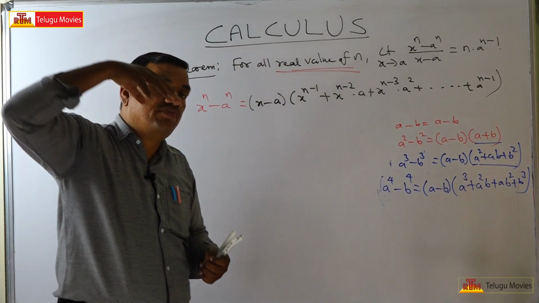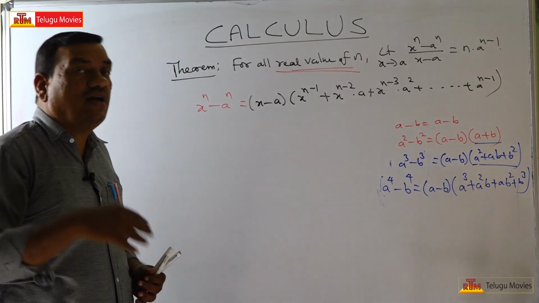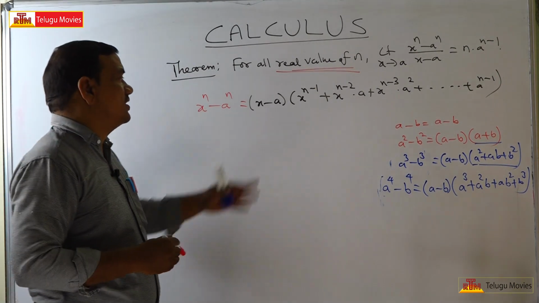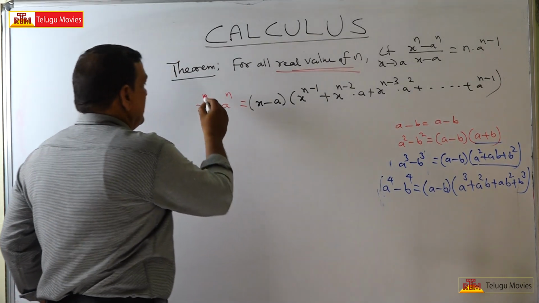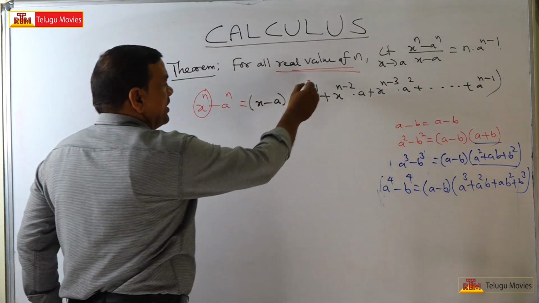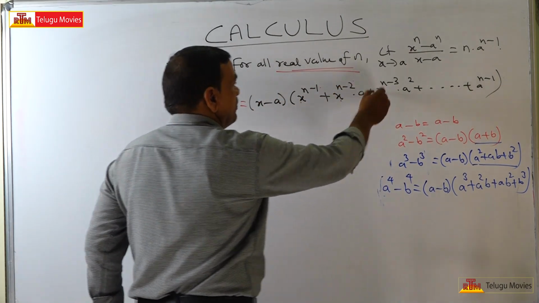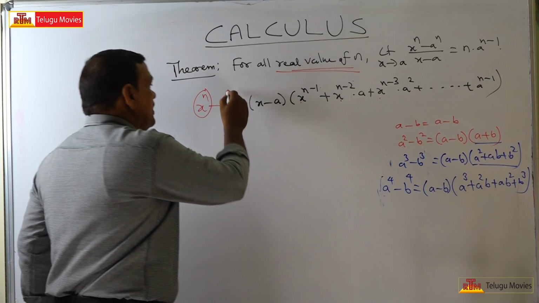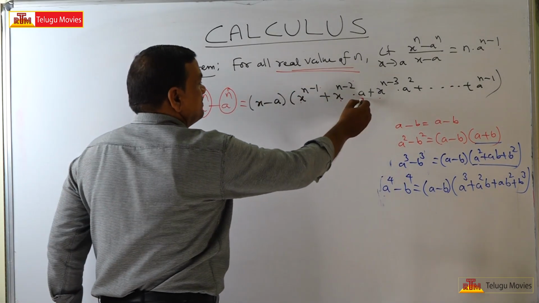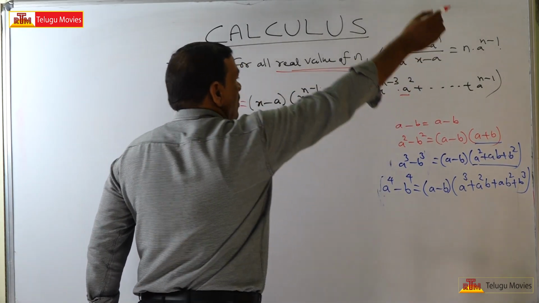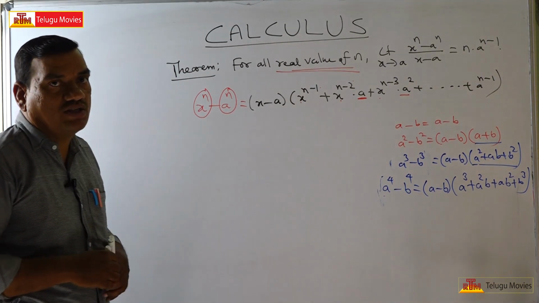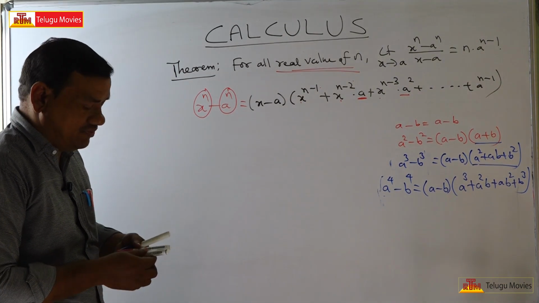That means the powers of a are reduced by 1 and the powers of b are increasing by 1. So, the same concept is here. Here x power n, therefore x power n minus 1, x power n minus 2, x power n minus 3, and so on. Here a power n, it starts from the second term a square, and the last term is a power n minus 1. Very easy one, very easy one.